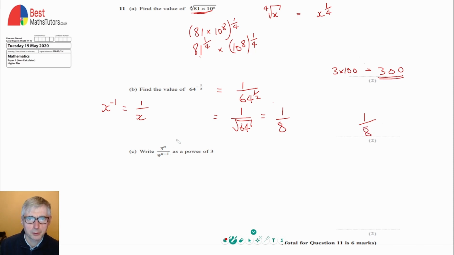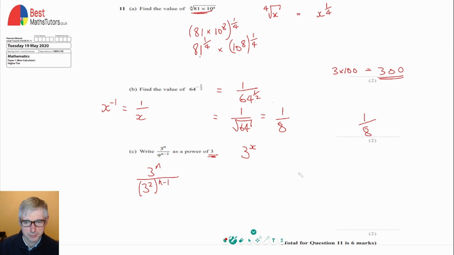The final part is probably the most difficult. I've got to write 3 to the power n over 9 to the power n minus 1 as a power of 3. In other words, I've got to write it as 3 to some power, which I don't know, so I've written it as x. I've got 3 to the power n, and I'm going to take the 9 and say that 9 is actually 3 squared. So I'm turning the 9 into a 3 squared, and that's still to the power n minus 1.